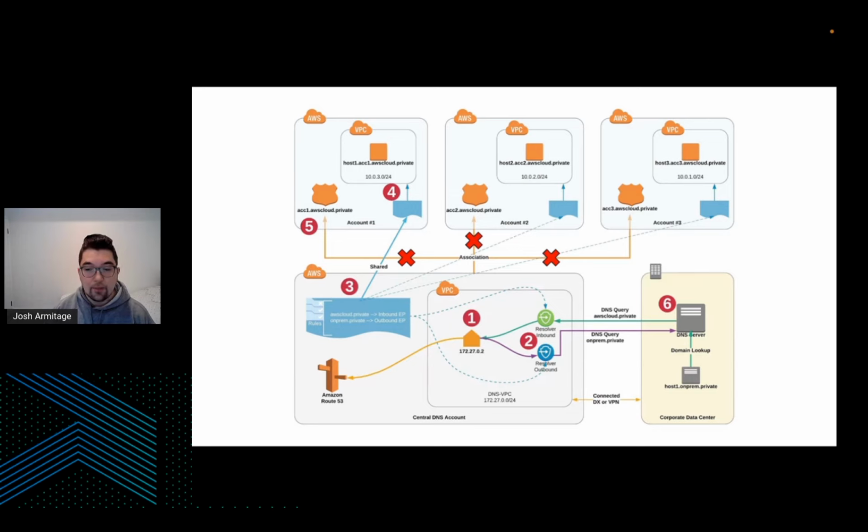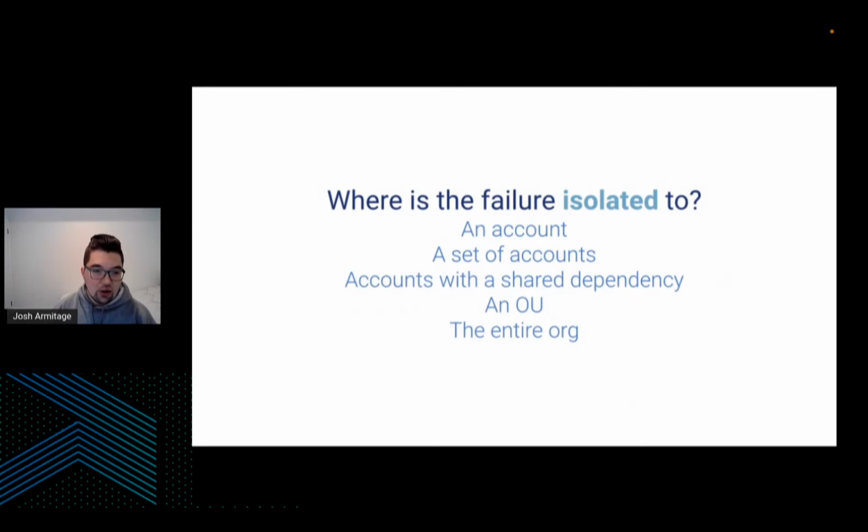When you're doing these landing zone build-outs, you need to know where your failure is isolated to, so you can start to narrow down what it is that's actually broken. In this instance, we broke the entire org, so that was simple. But what we wanted to be able to do was ask: someone's got a failure of some kind. Is it just in one account? Is it a set of accounts? Is it accounts with a shared dependency?